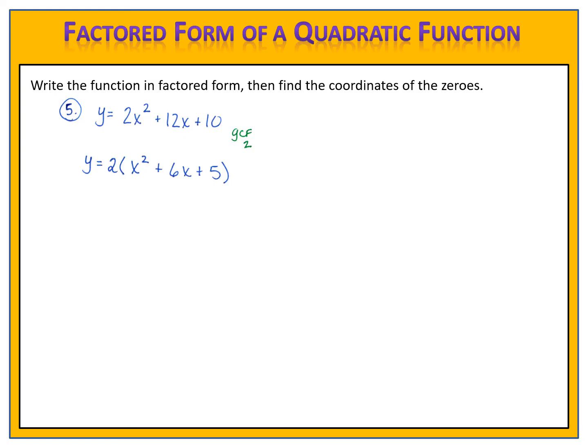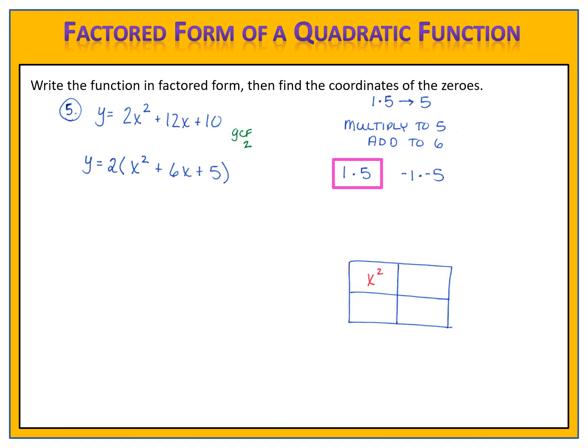That trinomial can be factored. We need numbers that multiply to 5 and add to 6. We look at the possible candidates, and the numbers that meet this criteria are 1 and 5. 1 times 5 is 5. 1 plus 5 is 6. Now I can either take those and go right to my factored form, because I have a leading coefficient of 1 in the parenthesis, or I can go ahead and use the grid.